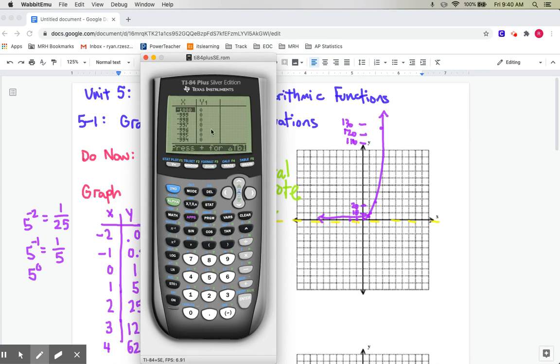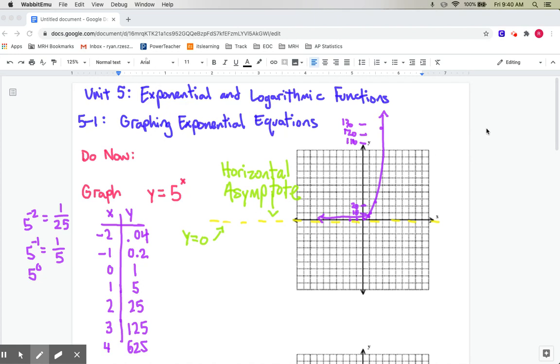Yeah, the calculator eventually, okay, fine. It's basically 0. So that's the idea of an exponential graph. And there's a lot of vocabulary and a lot of things I'll ask you for when you graph an exponential.